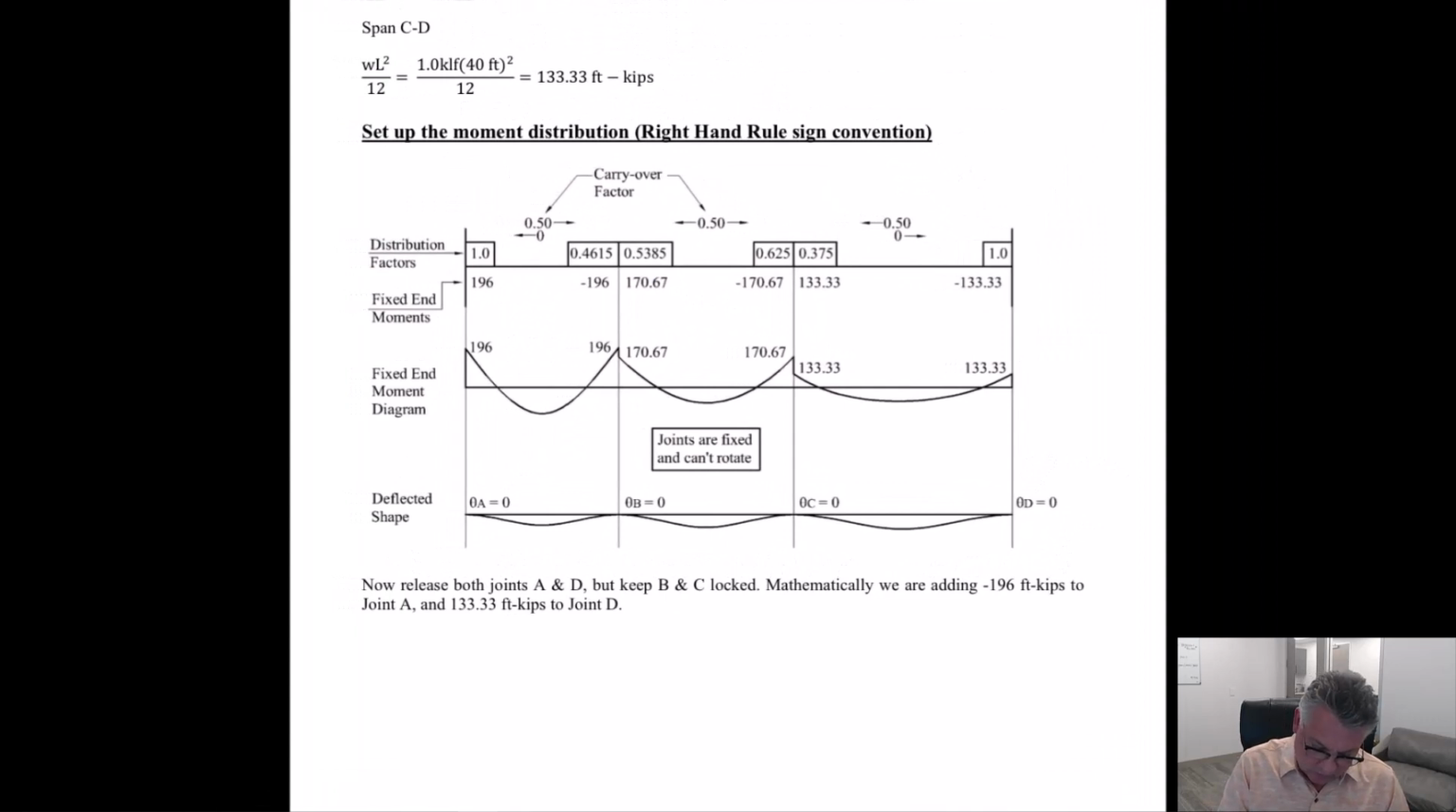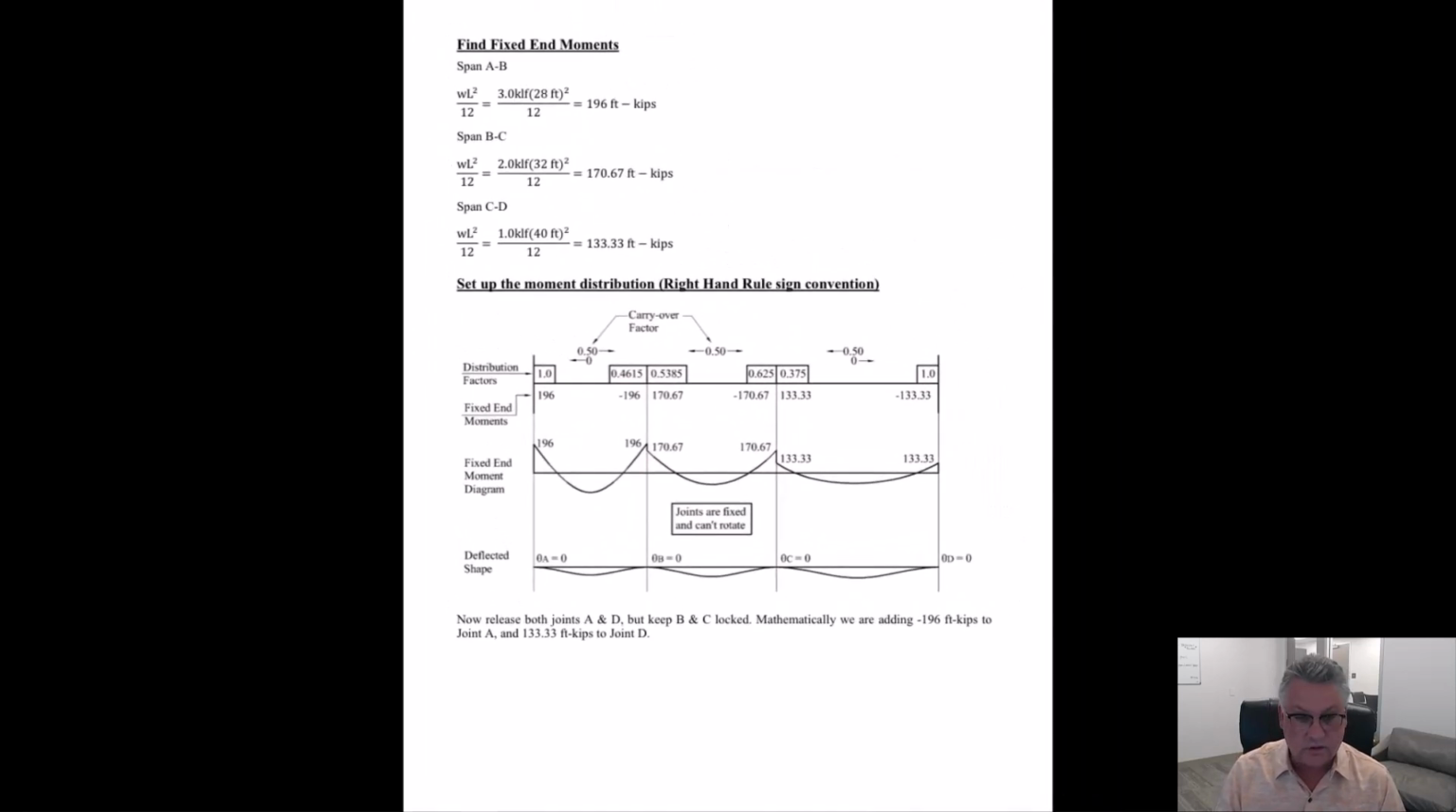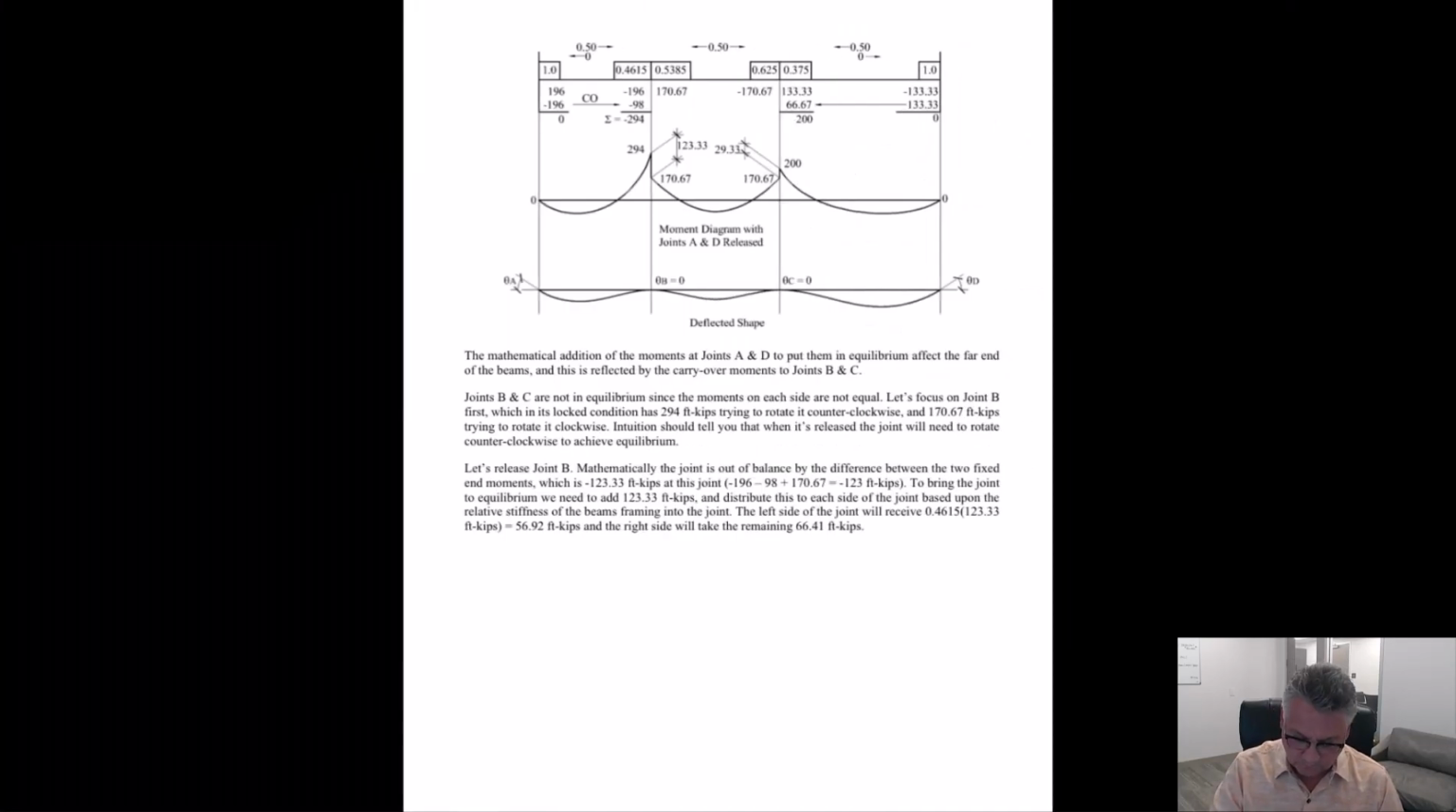First thing we're going to do is release both this joint and this joint. That's the easy thing to do. We know those are going to 0. If we can just get those out of the way, because we utilize the 3EI over L, once we get rid of those joints or get those in equilibrium, we won't have to worry about those joints anymore. We're not going to distribute back out there.